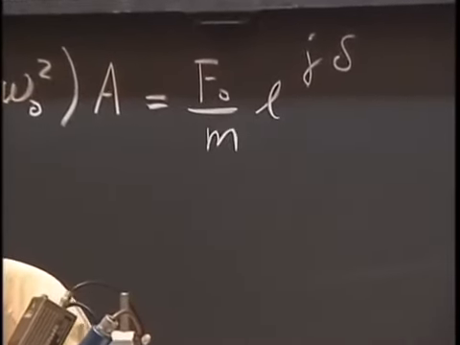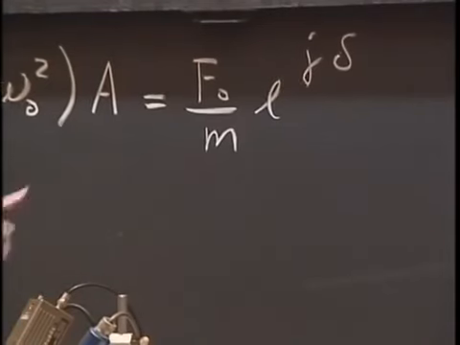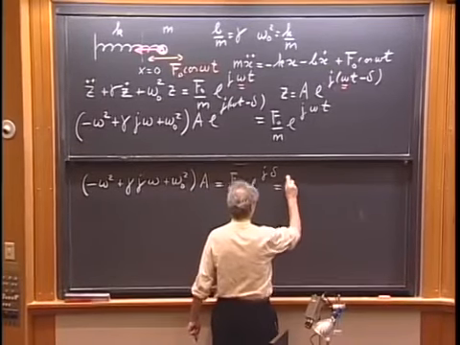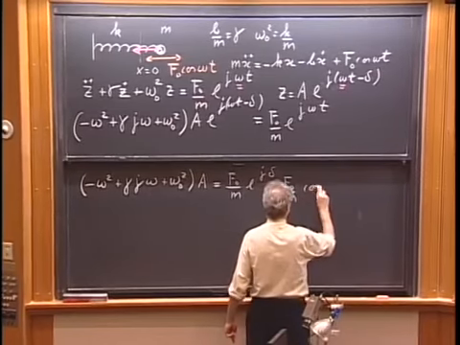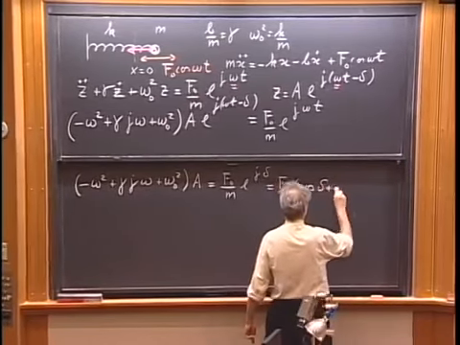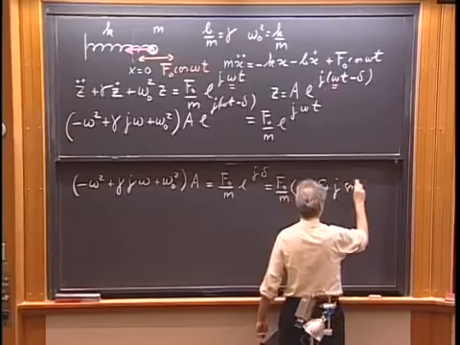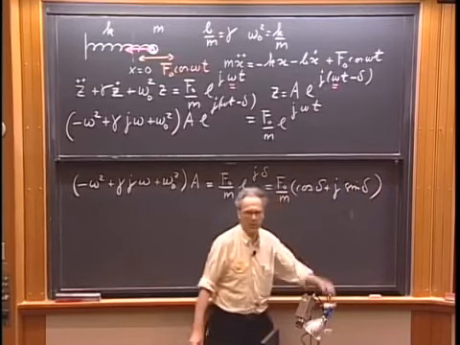Can we live with that? And this can be written as f0 divided by m times the cosine of delta plus j times the sine of delta. I'm still in the complex plane, but that's Euler.